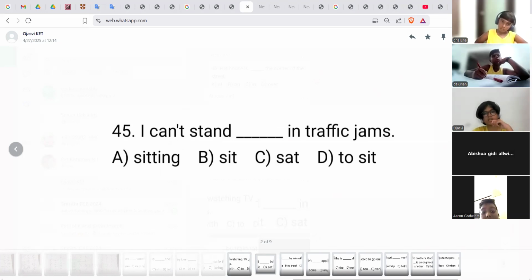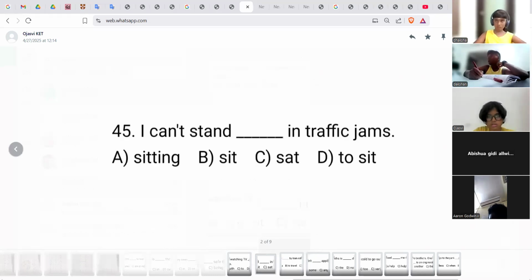Sir, I got confused whether it was "to sit" or... No, I can't stand waiting. I can't stand sitting. I can't stand hearing. Always it's going to be a gerund. After "I can't stand", it is going to be a gerund, a word with the -ing ending. Okay, so that's the format. If you know the grammar of it, you simply go with it. Good question though.